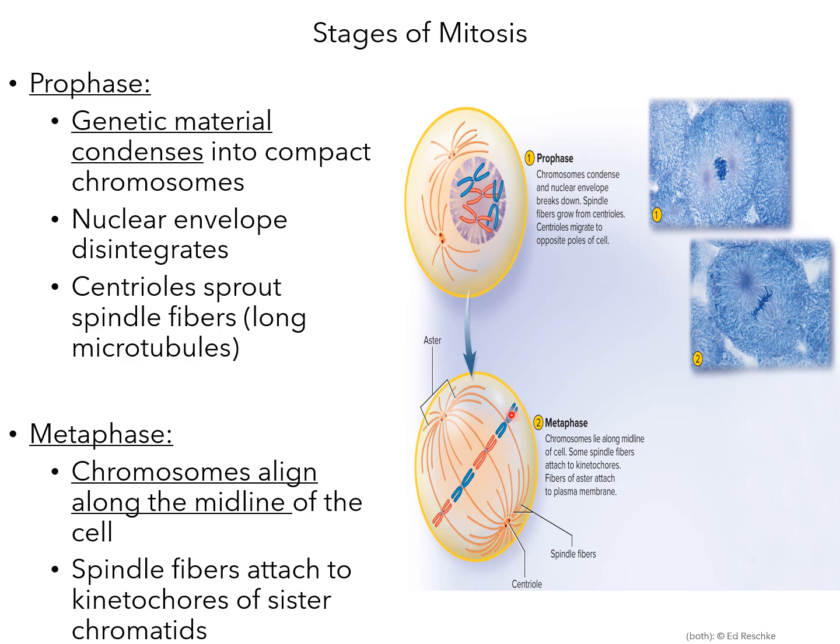centromere of each chromosome. So you can see this is a spindle fiber coming from the centriole, and this spindle fiber is attached to the centromere of the chromosome. So the centromere is that part of the chromosome that holds the two sister chromatids together.